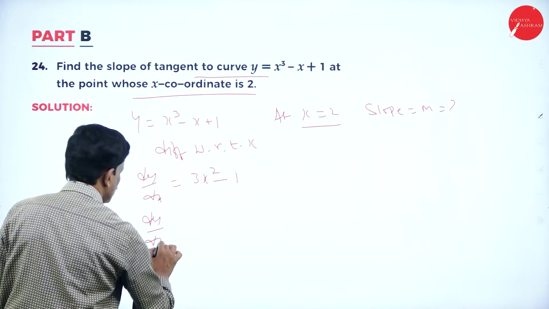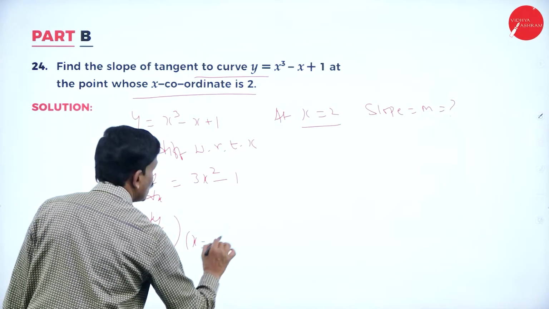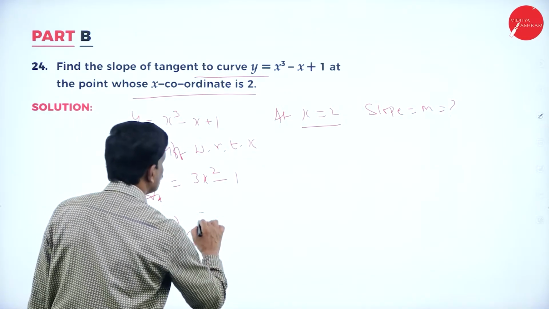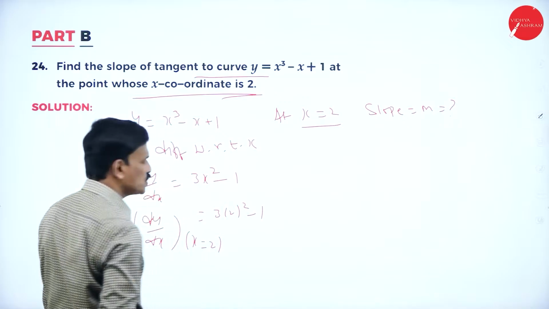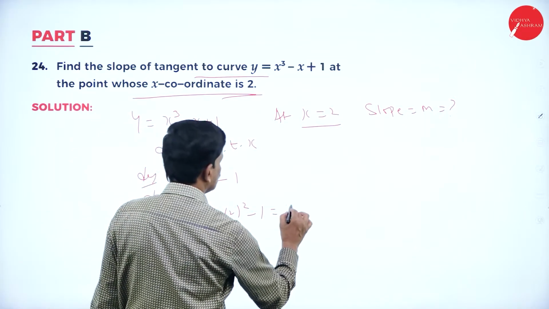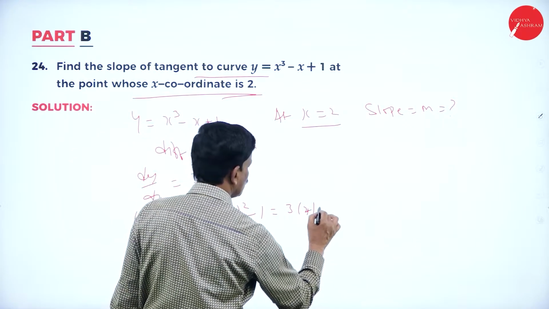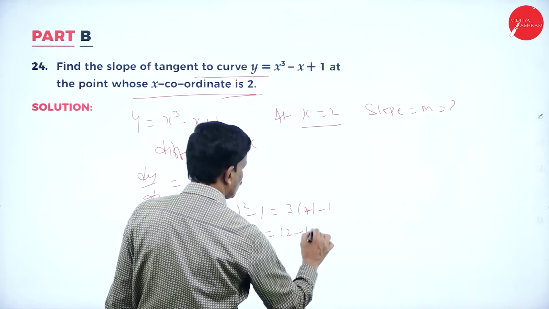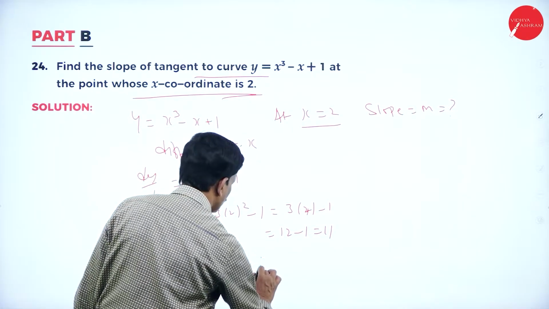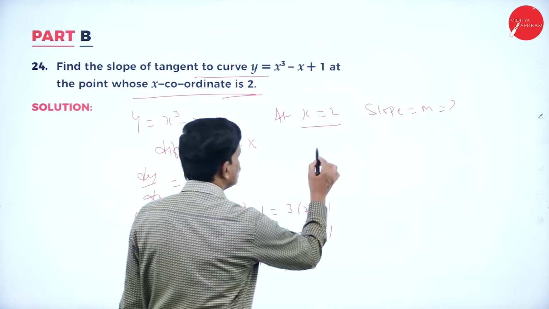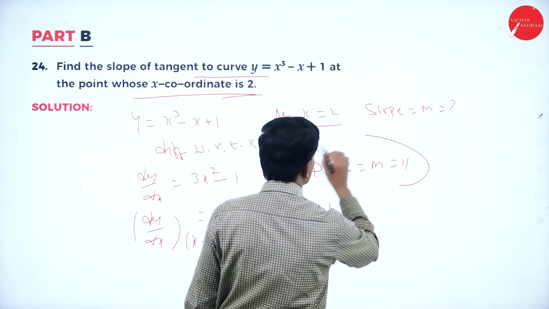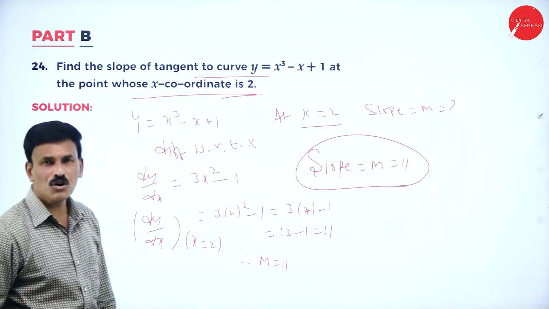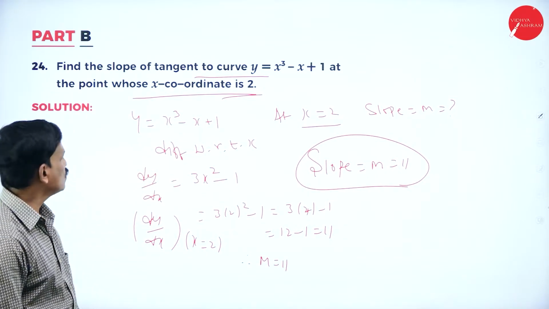Now, dy by dx at what point? x is equal to 2. Substitute x is equal to 2. That is 3 into 2 square minus 1. This is 3 into 4 minus 1. That is 12 minus 1 is equal to 11. So, therefore, m is equal to 11, means the slope m is equal to 11. That's it. The slope of the line is m is equal to 11.